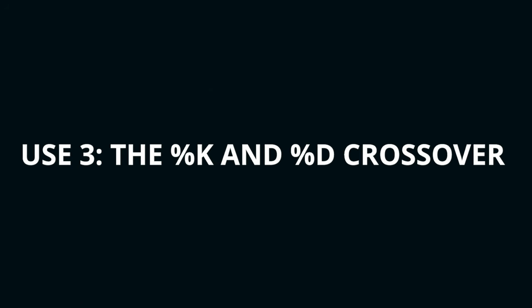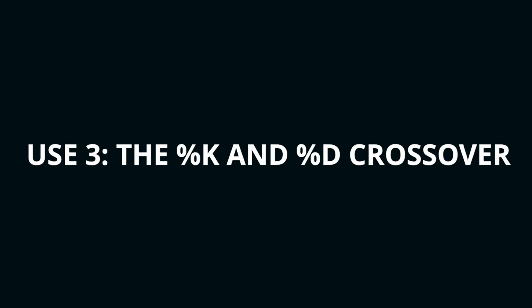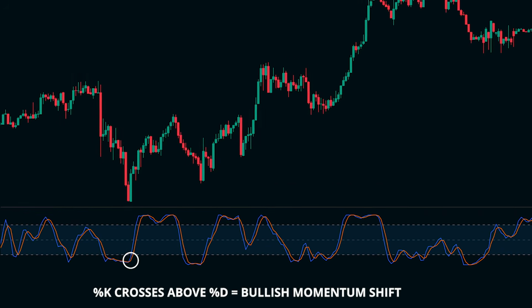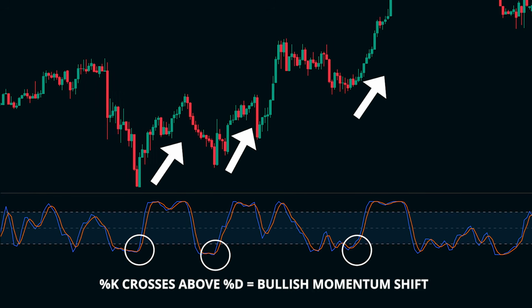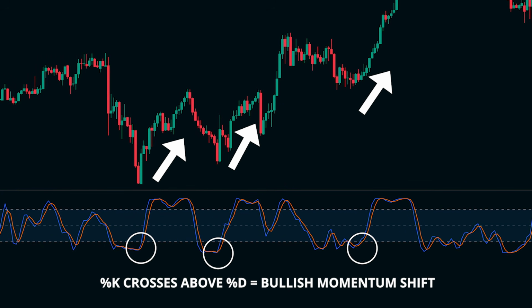The third use is the %K and %D crossover. And this is the signal that standard RSI simply cannot give you. When the fast %K line crosses above the slower %D line, it signals that short-term momentum is accelerating upward.